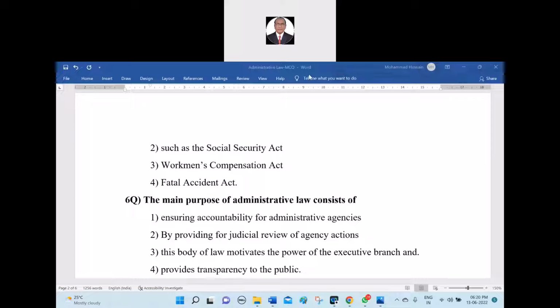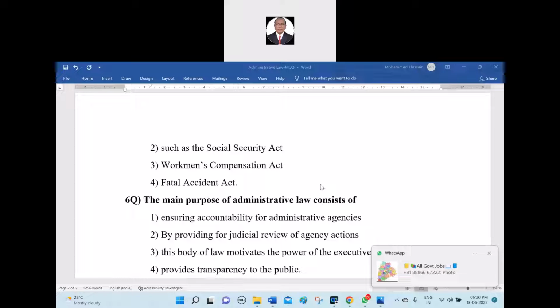Say yes. Yes, sir. Why are you taking so much time to give the answer? Sixth question. The main purpose of administrative law consists of, number one, I think I have forgotten to write something there, which is not related to it. False. One is false.